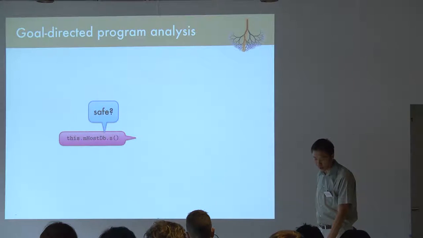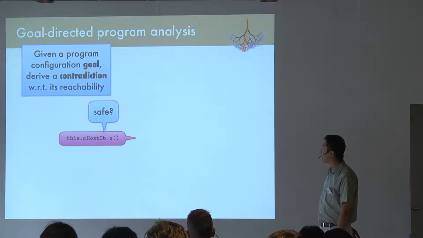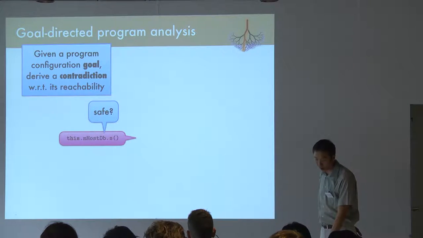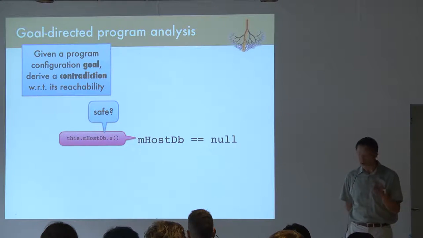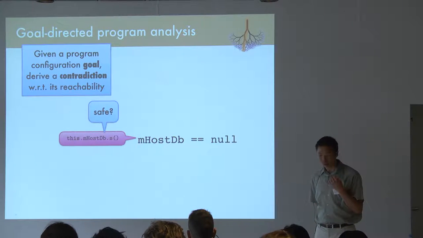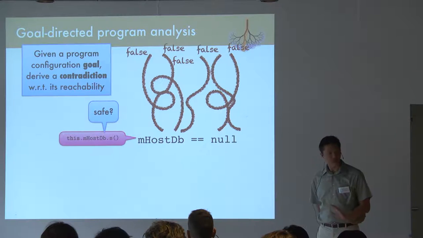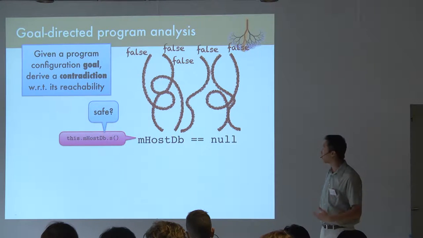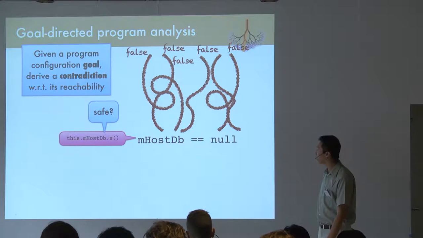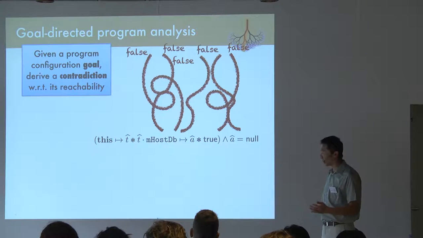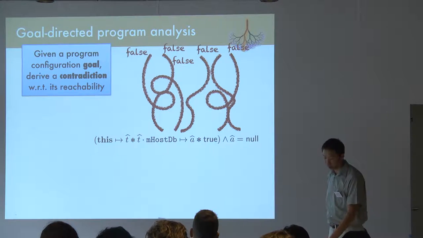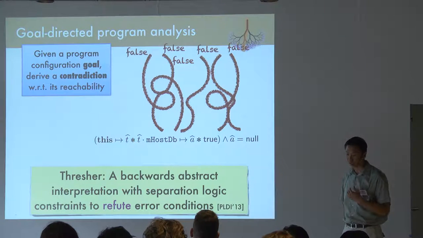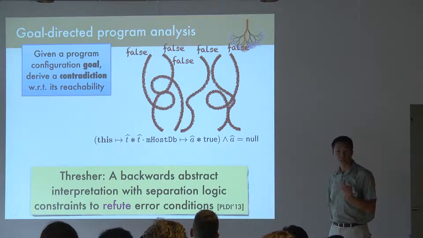So what do I mean by goal-directed program analysis? If I care about this particular dereference, the basic idea is, given a particular program configuration goal, we want to derive a contradiction with respect to its reachability. That is, for this dereference, I want to know about the possible error condition that mHostDb is null. If I work backwards on the program and derive false along all paths, then I've essentially proven that this is safe. I've derived a contradiction with respect to its reachability. We had some prior work on this idea where, because we're working over a shared heap, we considered a separation logic abstract domain. This prior work, Thresher, was a backwards abstract interpretation with separation logic constraints to refute such error conditions.